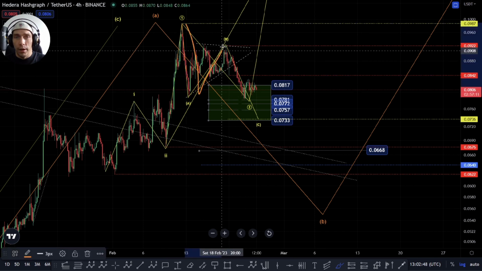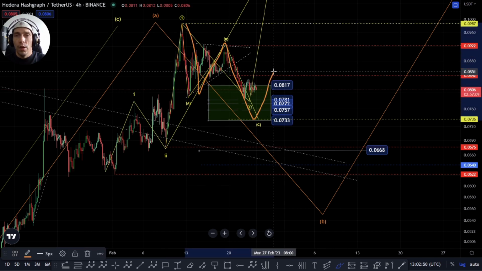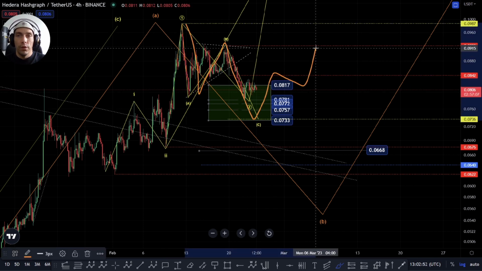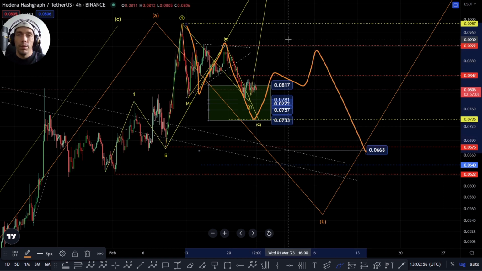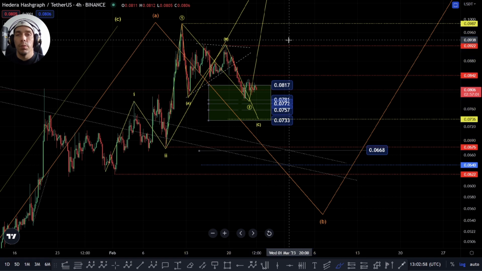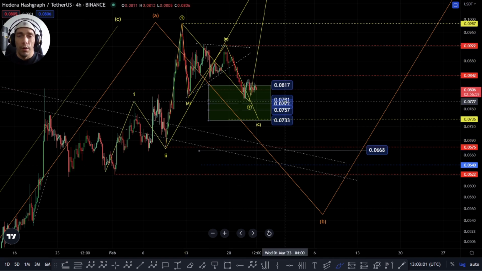If we move down like this as a three-wave move, like I said, we'd have to watch this move back to the upside. If it just develops in three waves, it would indicate further downside. If it starts to develop in five waves, then we could be looking for that bigger push to the upside. So keep an eye on that.